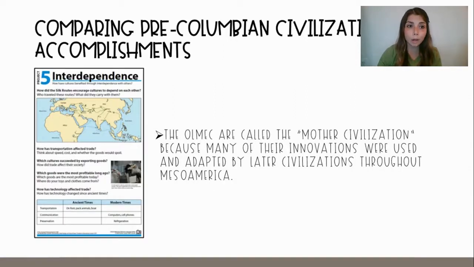How did the Silk Routes encourage cultures to depend on each other? How have cultures benefited through interdependence? Well, the Olmec are called the mother civilization because many other innovations were used and adapted by later civilizations throughout Mesoamerica. They started it all and got the ball rolling, and everyone else after them built upon and borrowed their ideas to make them even better.